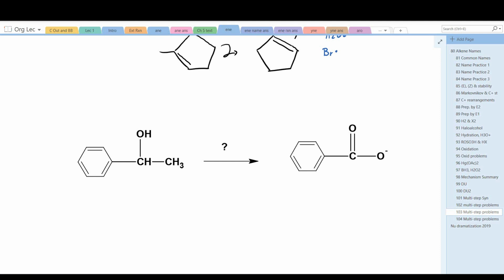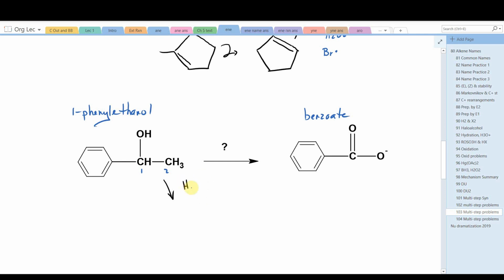In this last reaction, we want to convert 1-phenylethanol to this aromatic carboxylate. The name of this is called benzoate. How are we going to do that? Well, certainly not in one step, so let's do what we can do.